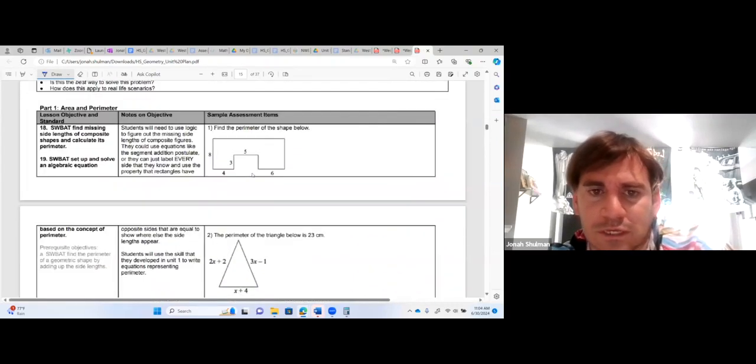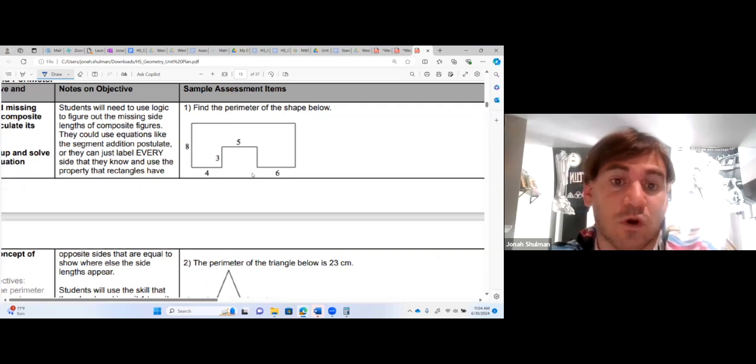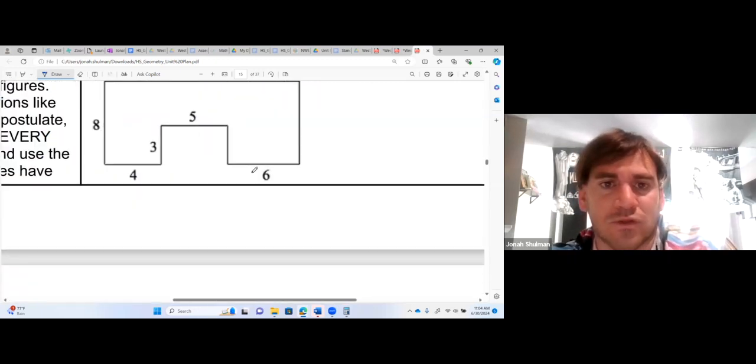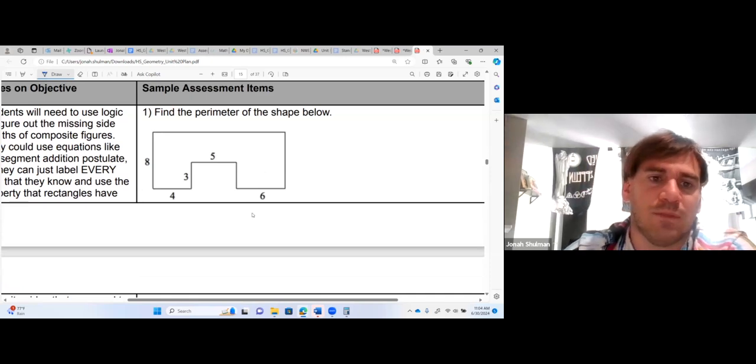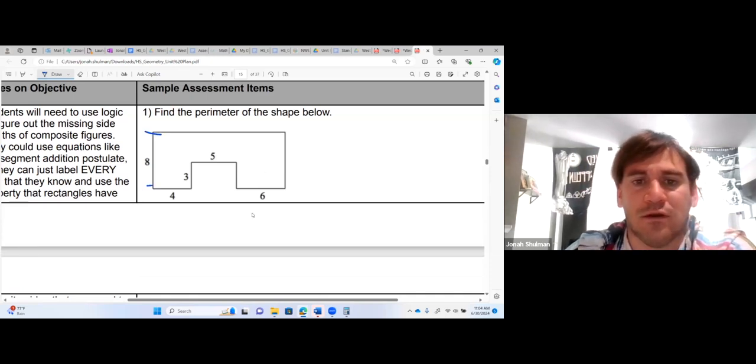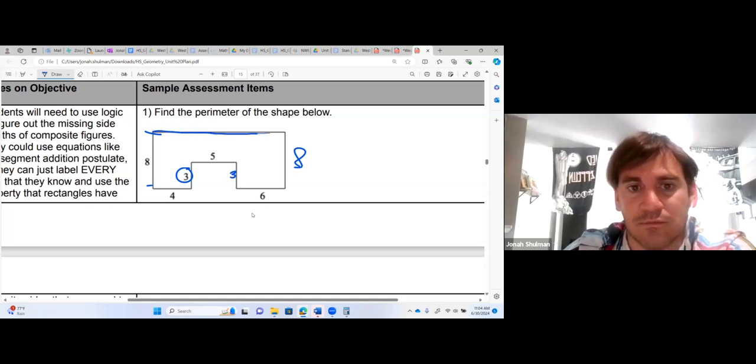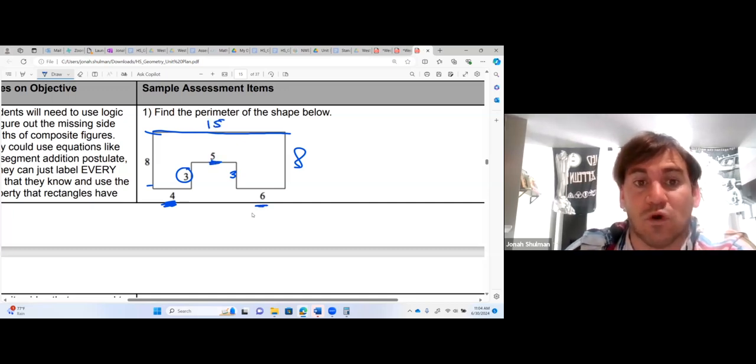Oh, this one's a definite common mistake. Students mess this one up all the time. So I might as well show you this one too. This is a very common test question. If I'm 8 on one side, I'm 8 on the other. If I'm 3 on one side, I'm 3 on the other. But how big is the top? Top is actually 4 plus 5 plus 6. So that's 10, 15. So the perimeter is all the way around.